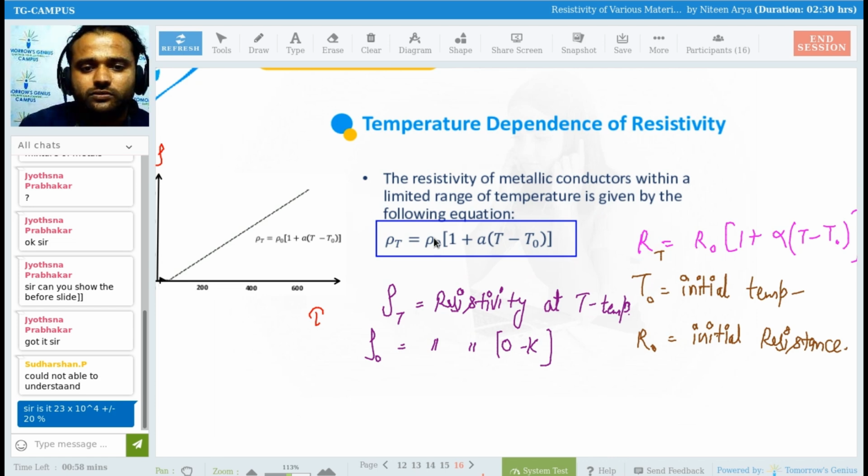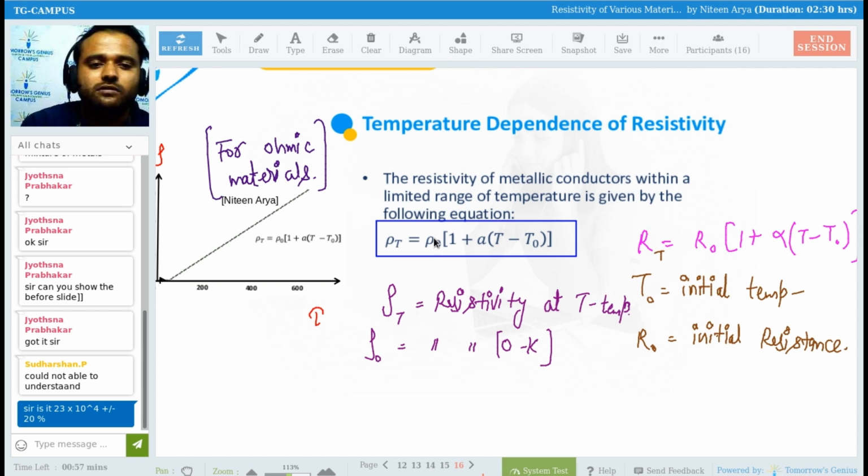For ohmic materials or conductors, you can say, but that is the perfect word. Is this clear?